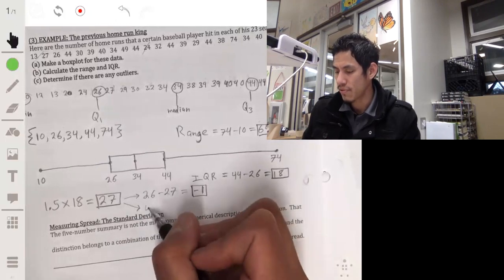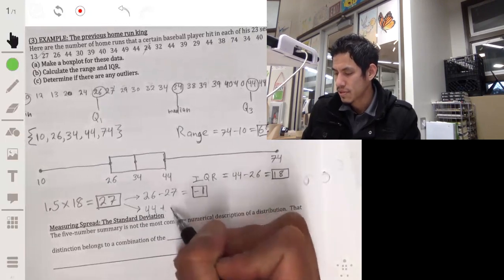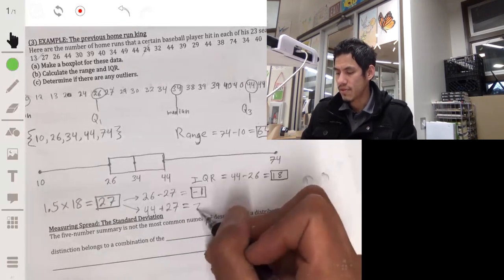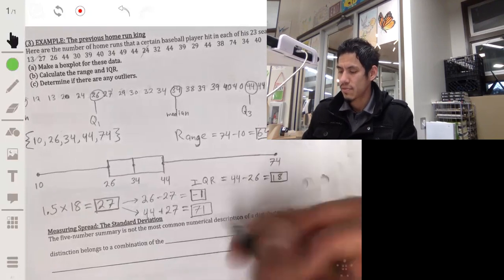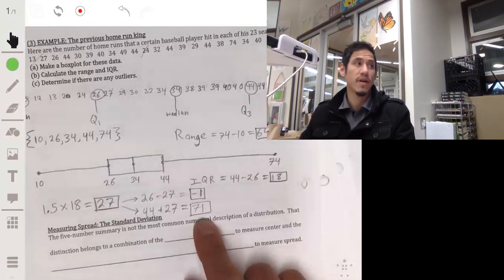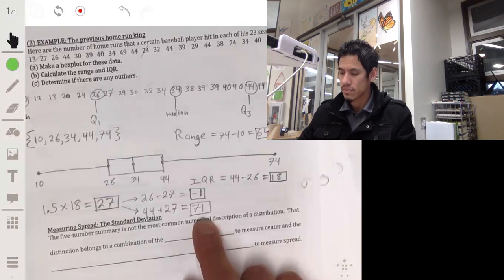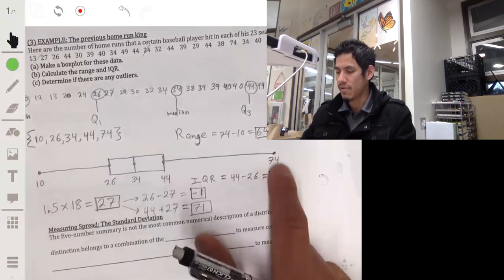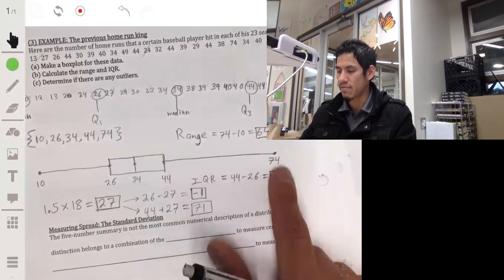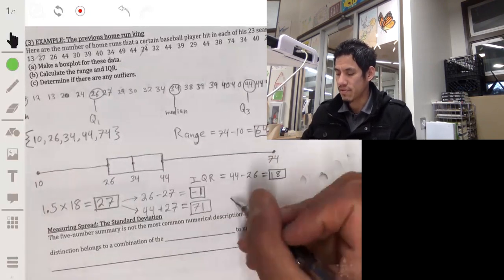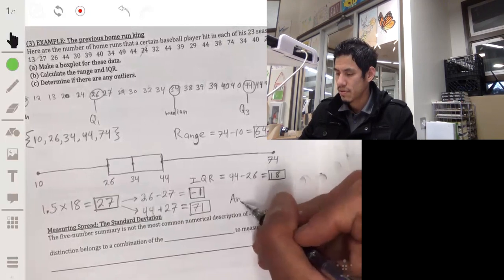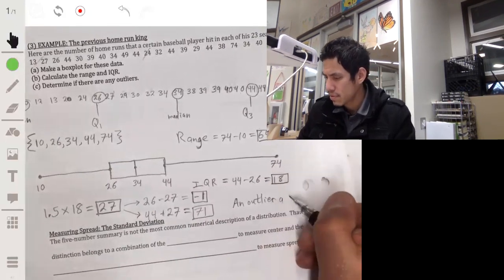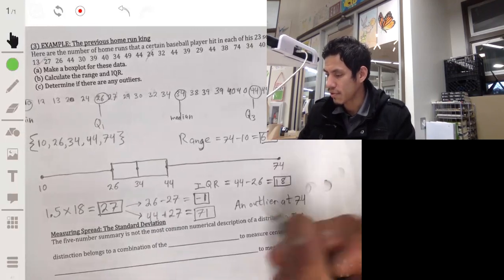And we go 44 plus 27. 51, 61. So any values above 71. So we don't have any negative values, so nothing on that side. But we do have an outlier at 74 because that's above 71. So we have an outlier at 74 according to this rule.